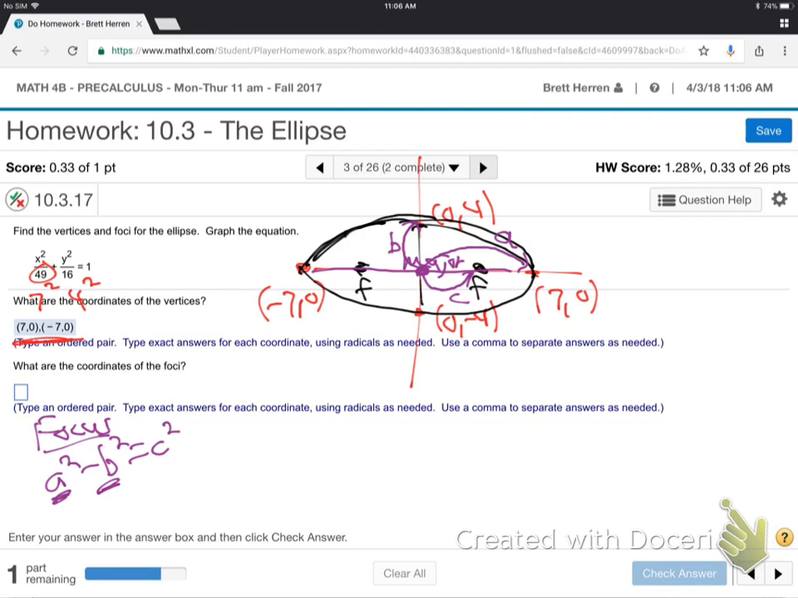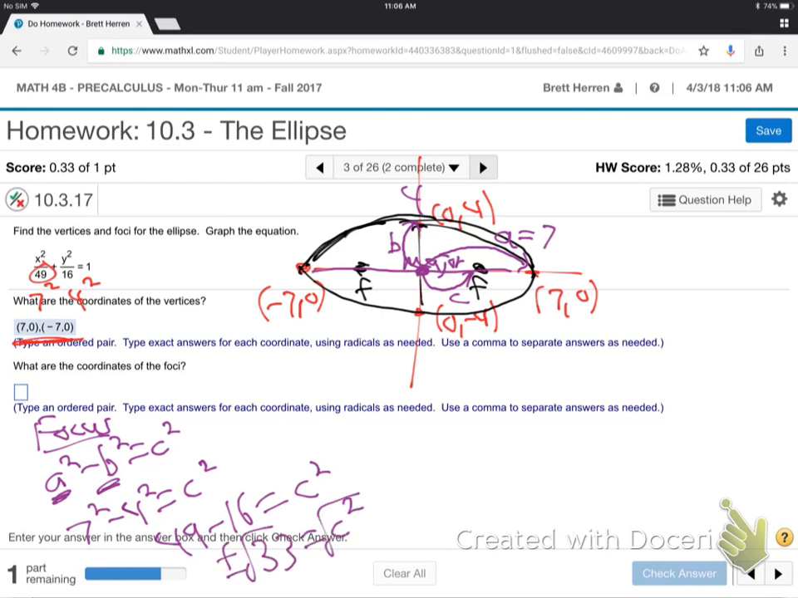don't you? So this is 7, and this is 4. So 7 goes first, 4 comes next. So that's 49 minus 16. Is that 33? So c squared is 33, root it, plus or minus. c is plus or minus root 33. Too quick? Everybody see what I did there? Just took 7 squared minus 4 squared. So c is plus or minus root 33.